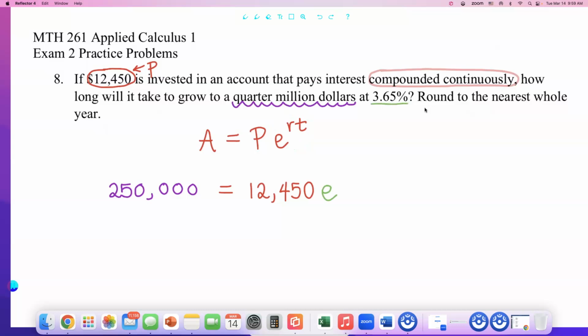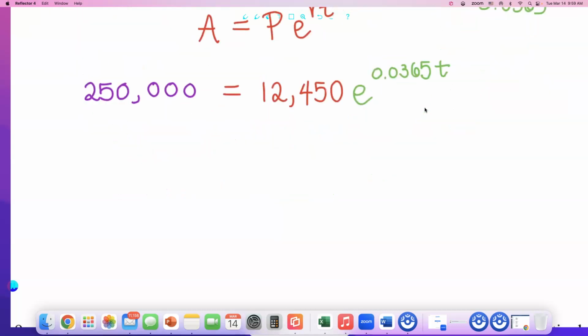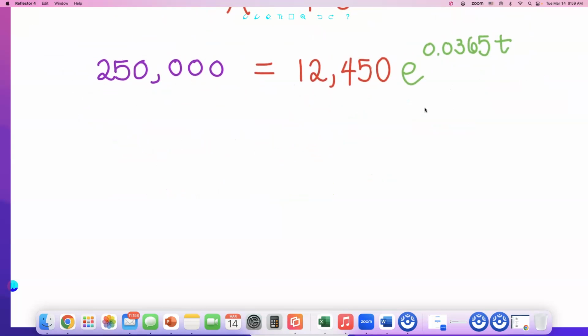The rate they gave us is 3.65%. If you convert that into a decimal, you get 0.0365. So that's our rate, 0.0365, and we're multiplying this by that unknown t. So we now have to solve this equation. What's the first thing we should do to both sides?